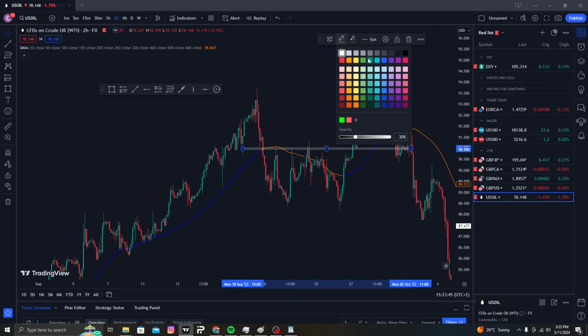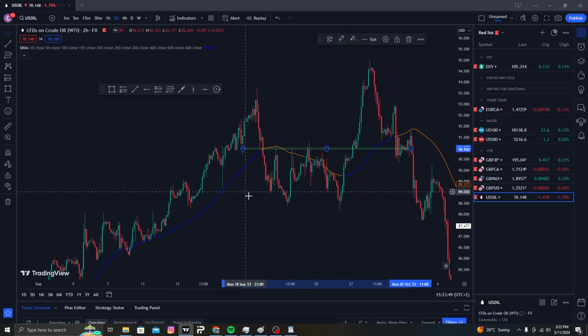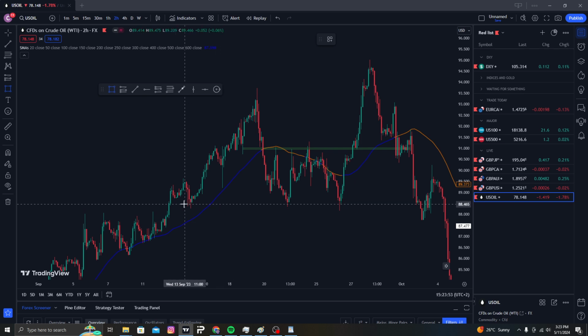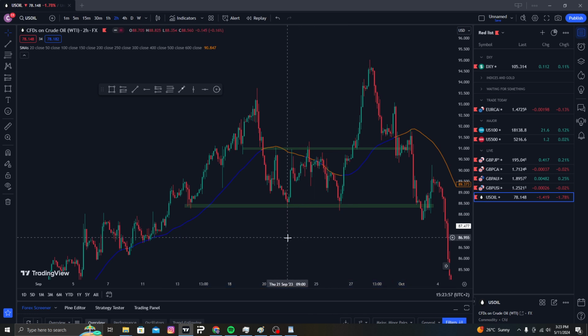Let me change them to green, because I know you guys are now comfortable with green. Your eyes are comfortable with green, so I won't change the color anytime soon. Let's use this one right now, right? These are basically support and resistance levels, guys.